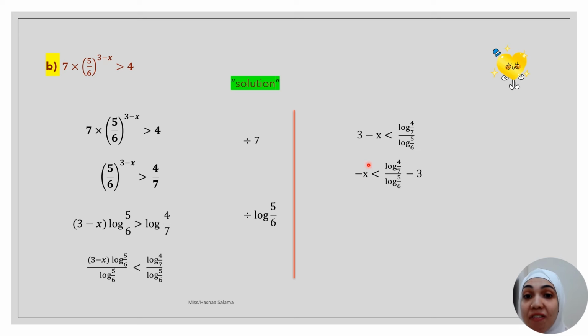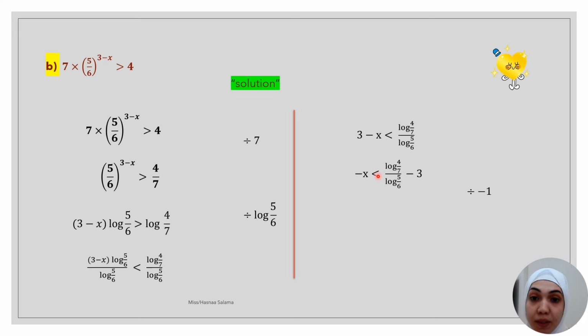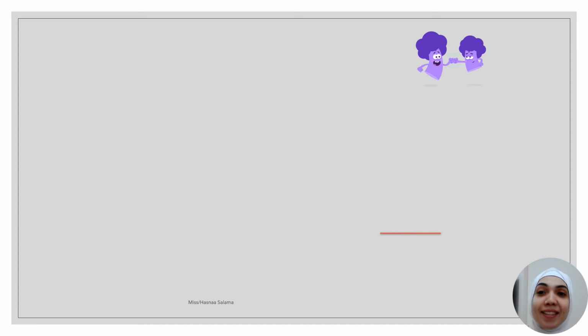But here I have negative x, so we can multiply or divide both sides by negative x. We will divide both sides by negative x, but don't forget, if we divide by a negative, we will change the sign. We change the sign because we divided by a negative. That's it.